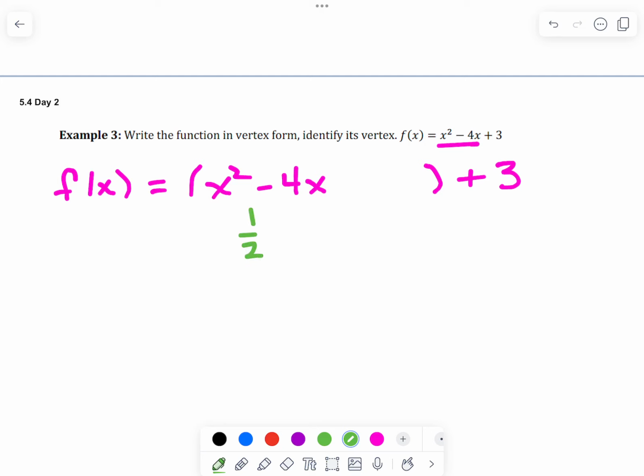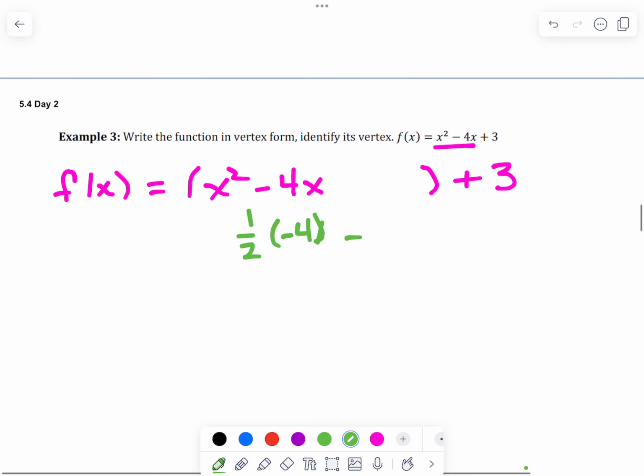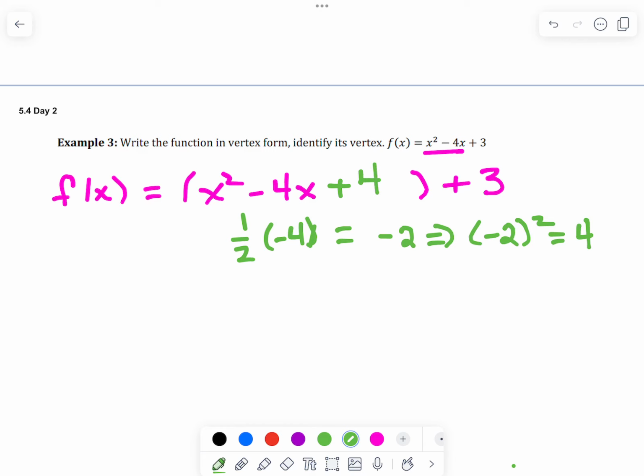So we take half of the b term, so half of negative 4 is negative 2. Then what we do is we square that number, and we get 4. So we're going to add 4 to the parentheses. Now we just change the equation. We increase the function by 4. So to undo it, we need to subtract 4. So we just do that outside. So if we were to get rid of those green numbers, that just really is 0. So now we can factor it.